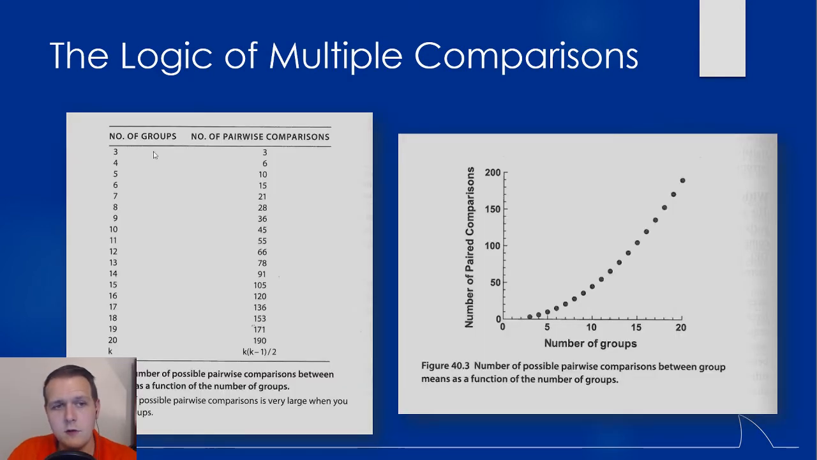Again, as I mentioned, when you see the number of groups increase, you see that the number of pairwise comparisons goes up pretty exponentially, to the point where if you had 10 different groups you're comparing, and if you ran an ANOVA and you did find a difference somewhere in those groups, you'd have to run 45 different pairwise comparisons to find out where the significance actually lied.